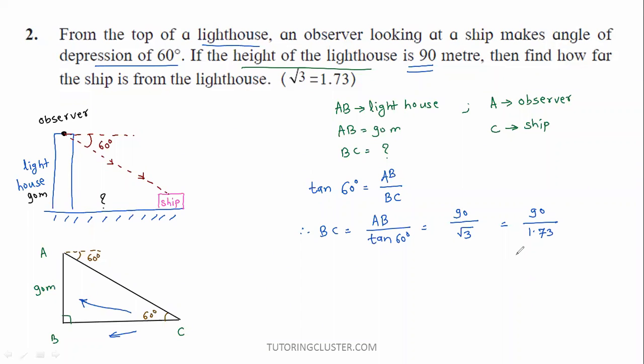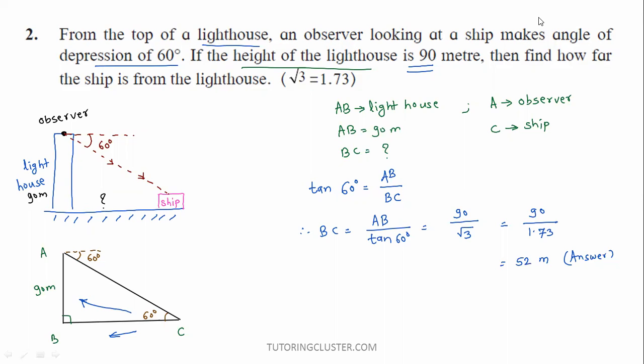Okay, so what is 90 divided by 1.73? If you solve this, it will be approximately 52, and the unit will be meter. So this is your answer. I hope you are getting this example, it is very simple. Whatever the problem statement given to you, try to visualize it. Whether a building, a ship or a scooter is given, try to draw its line diagram. Things will be very easy.